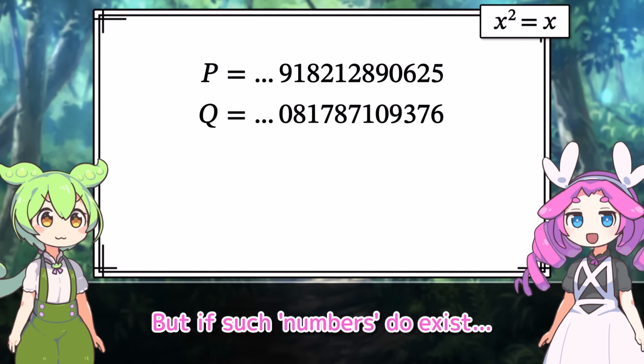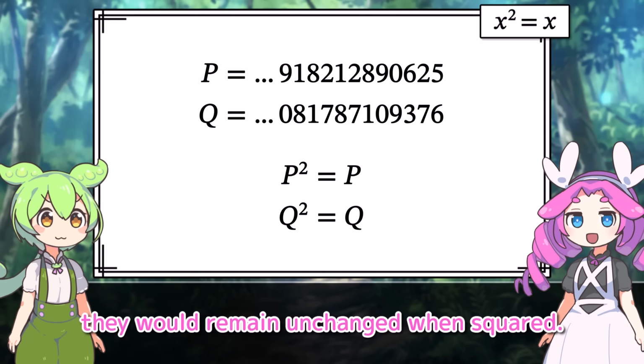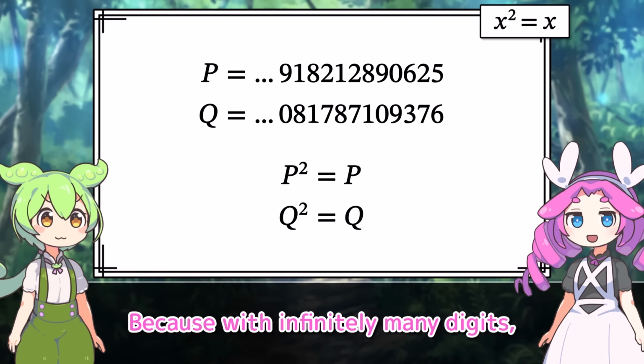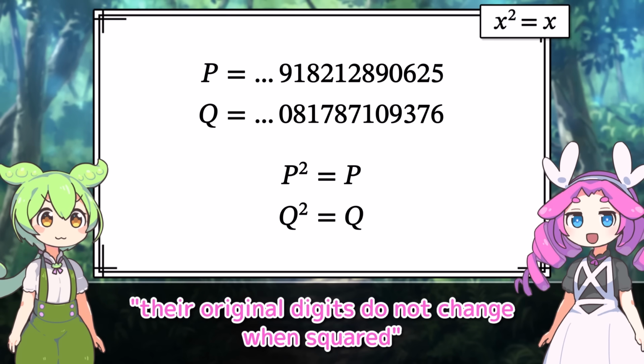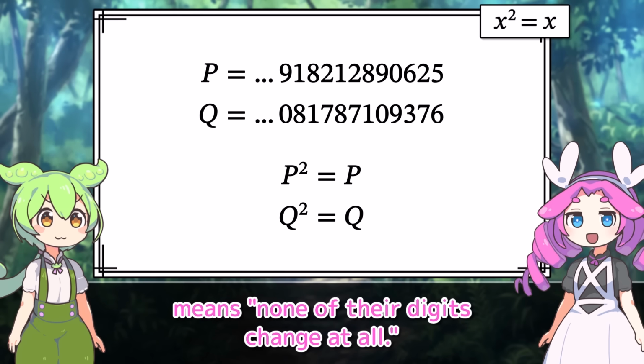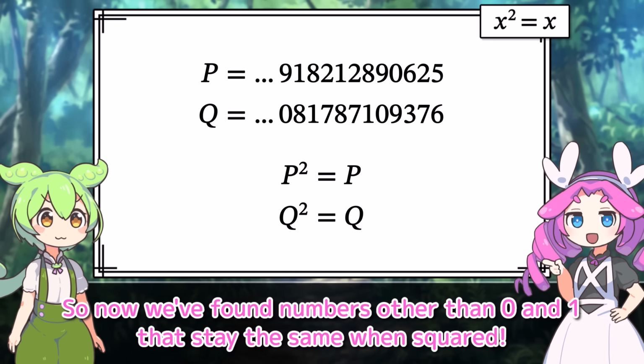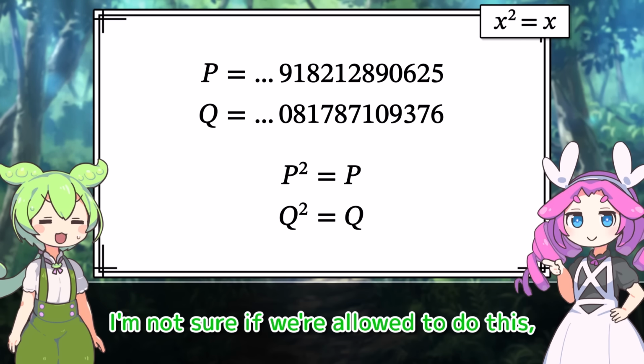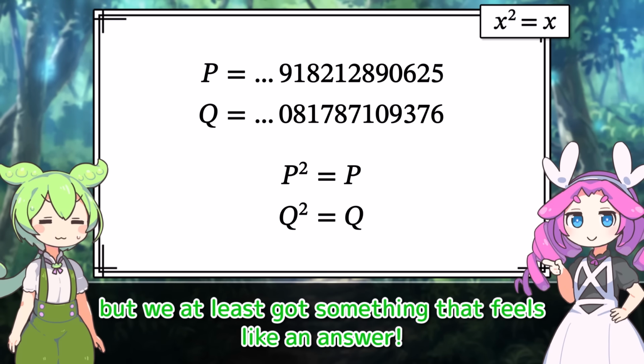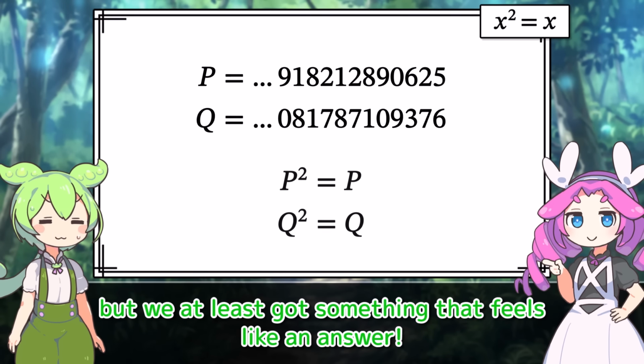But if such numbers do exist, they would remain unchanged when squared, because with infinitely many digits, their original digits do not change when squared, means none of their digits change at all. So now we've found numbers other than 0 and 1 that stay the same when squared. I'm not sure if we're allowed to do this, but we at least got something that feels like an answer.